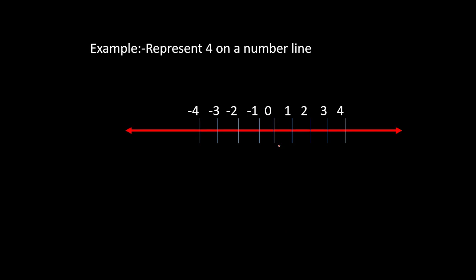Now next, represent 4 on a number line. Similarly, we draw a line, we mark a fixed point 0 in the middle of the line and we move 4 steps to the right. Therefore, we will get +4.